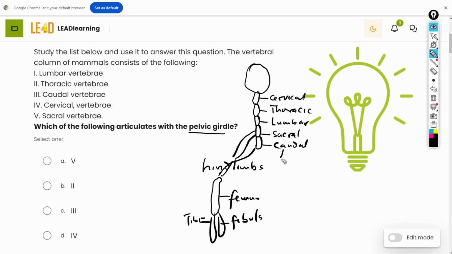The caudal vertebra is more like the tail, also called the coccyx. There is no articulation or point of attachment here. So the pelvic girdle, which is the pelvis in this case, or the pelvic bone, articulates or attaches to the sacral vertebra and not the caudal. The caudal just hangs on its own. There is no attachment to any other bone because it's called the tailbone or the coccyx. So the attachment of the pelvic girdle is to the sacral vertebra, which is labeled number 5. And from our options, the sacral vertebra number 5 is option A as our answer.